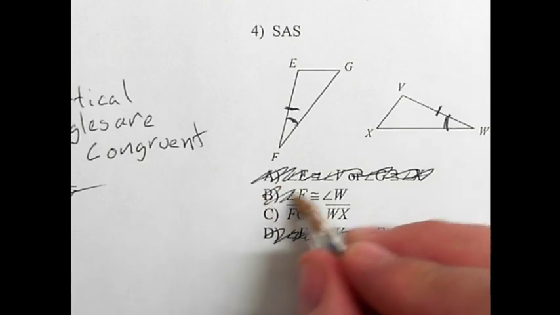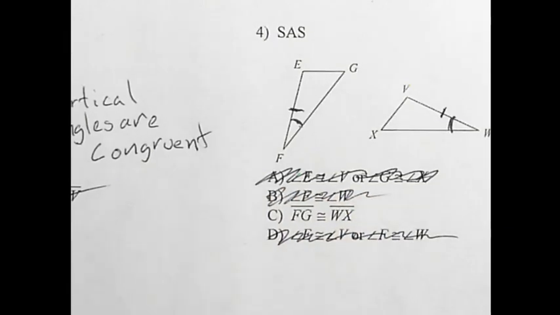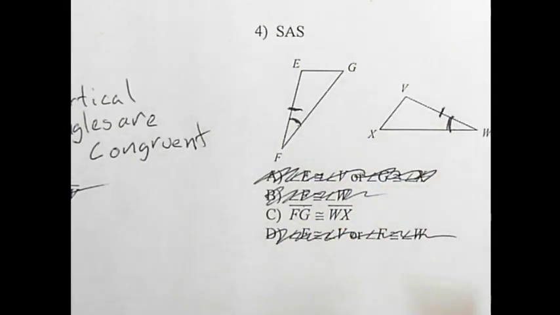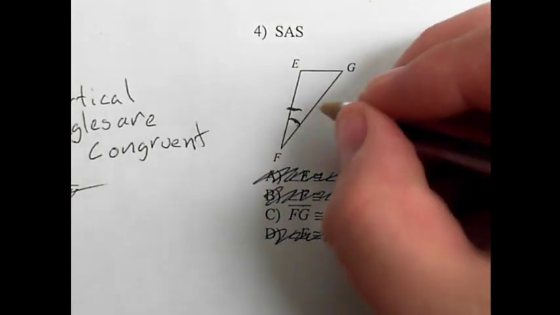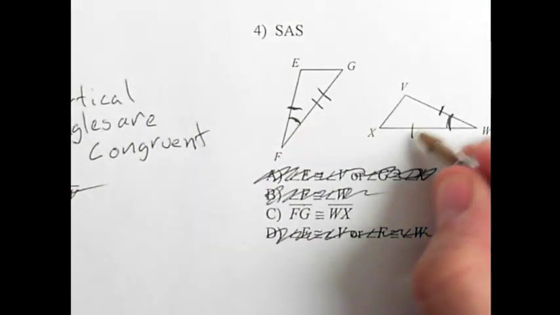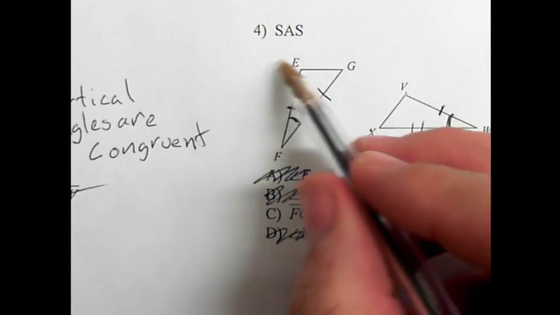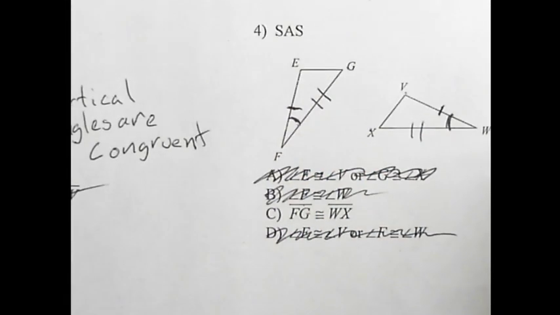Which is funny because if you scribble out all the angle stuff, what does it say? FG needs to be congruent to WX. Would that work? Yes. Yeah. Why would that work? I heard a couple people blurt out VX and EG. How come that doesn't work?